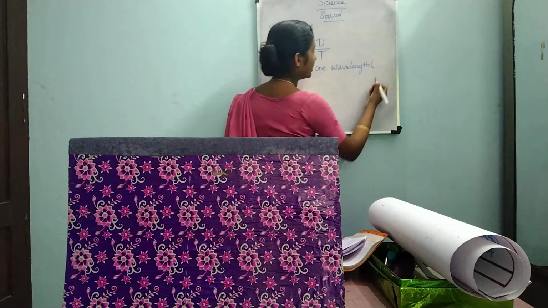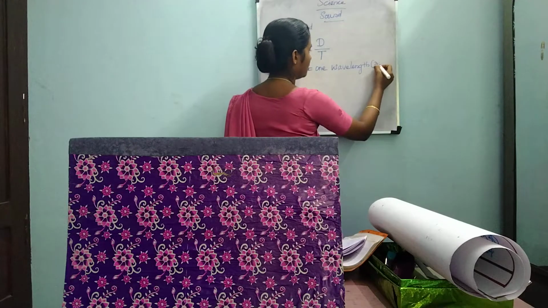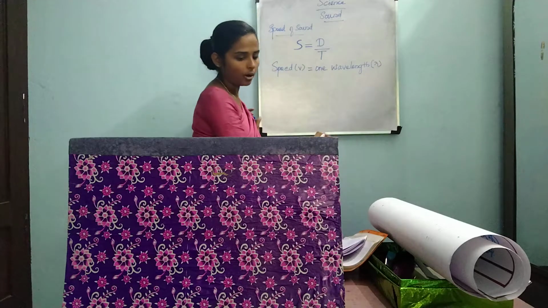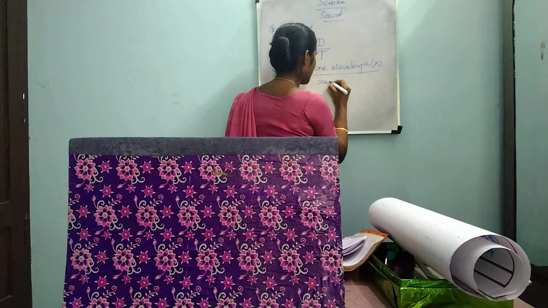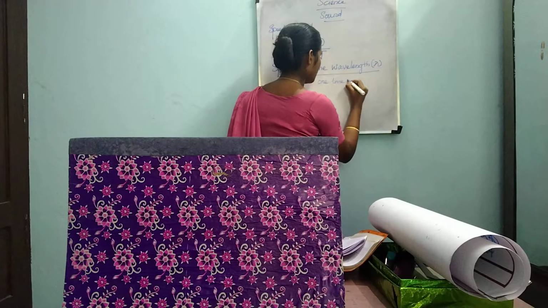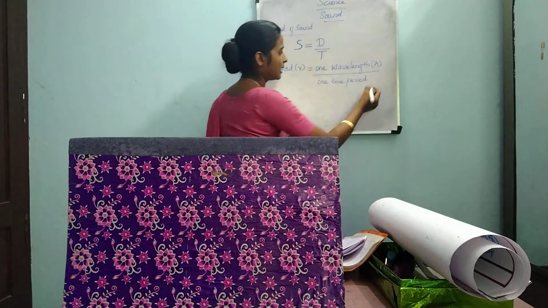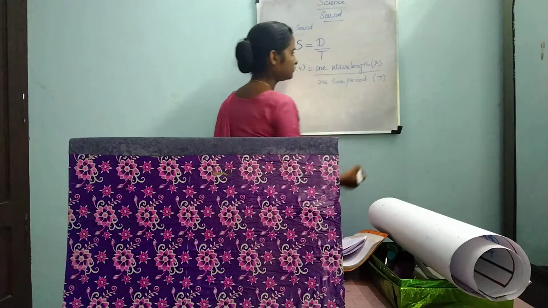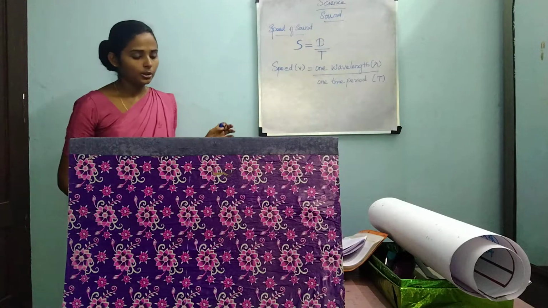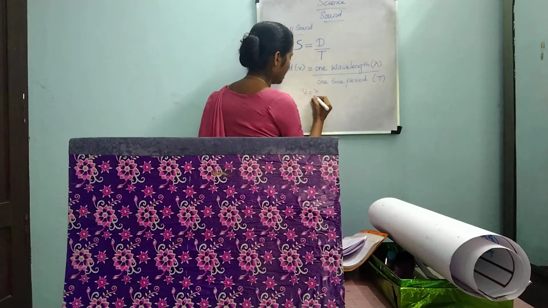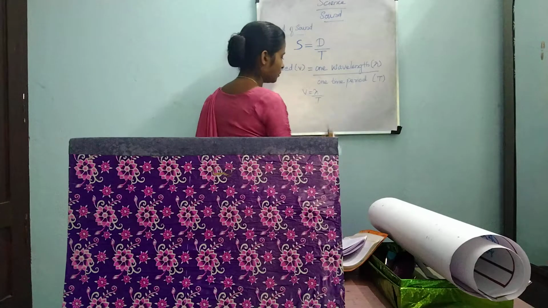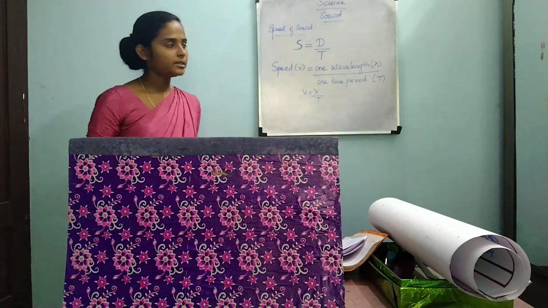Wavelength is denoted by the letter lambda, divided by one time period. Time period is denoted by the letter capital T. Right? So V is equal to lambda by T.